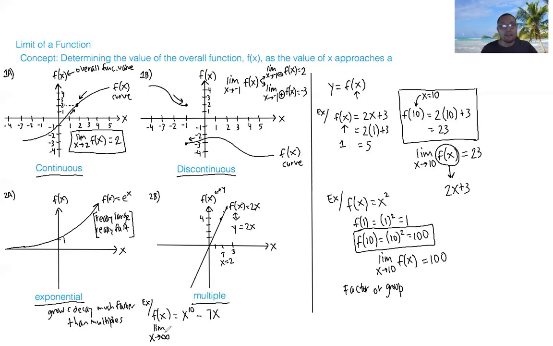Okay? And so in this case, let's say we're trying to evaluate the limit as x approaches positive infinity of the function x to the 10 minus 7x. At first glance, it might look like you don't really know the behavior, or the value of the function f of x as x gets to such a large value. But if you remember that an exponential function will always grow or decay much, much faster than a multiple function, 2x, 3x, 7x in this case, then you'll know that this first term, x to the 10, is going to take off.